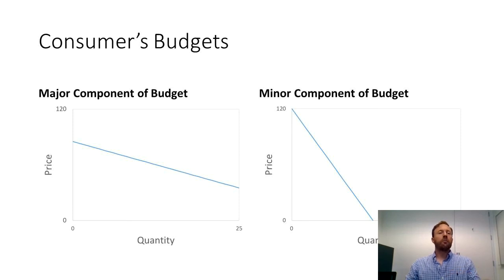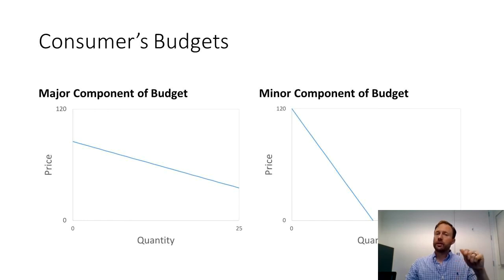So if you think about major components of budget, one of those might be housing, for example. As houses get a bit more expensive, housing can make up a third to a half of a person's budget, especially their take-home pay in Southern California.